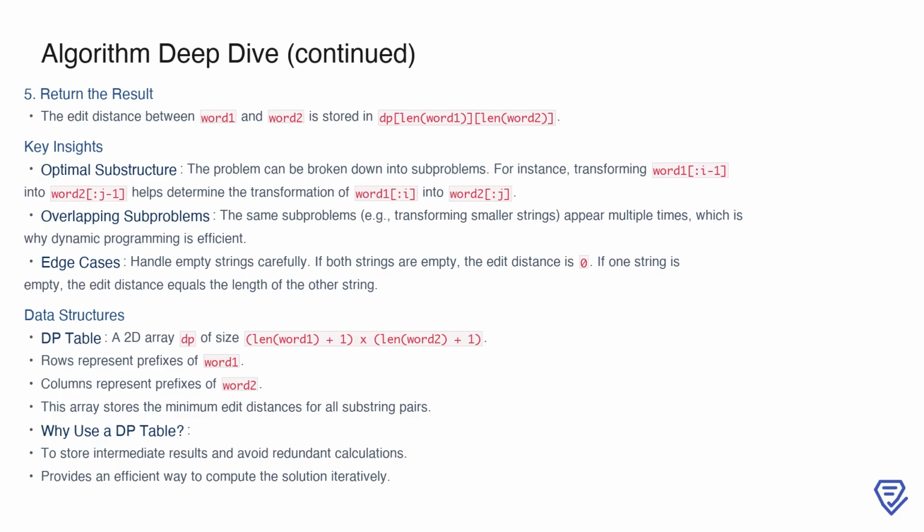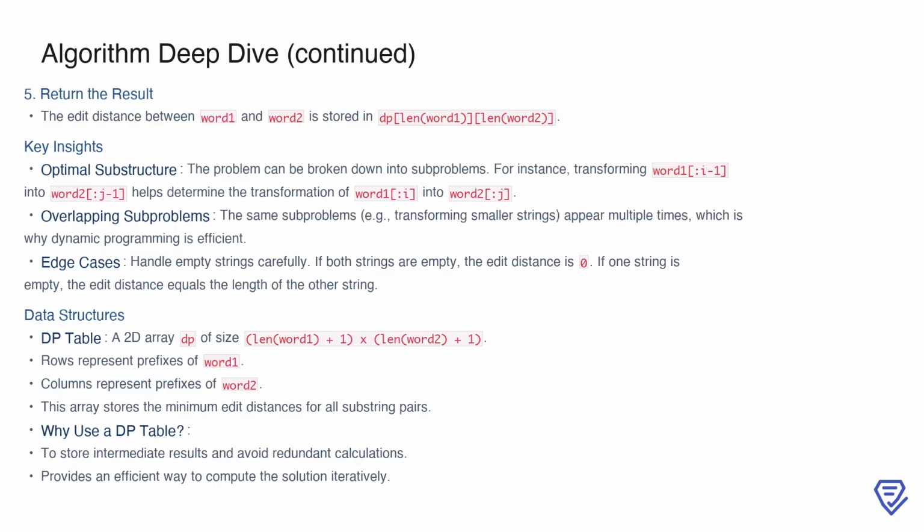Once we define the recurrence, we calculate the values iteratively. For each i from 1 to the length of word1 and each j from 1 to the length of word2, we compute dp[i][j] using the relation we just developed. At the end of this process, the edit distance between word1 and word2 will be stored in dp[len(word1)][len(word2)]. This is the final result.